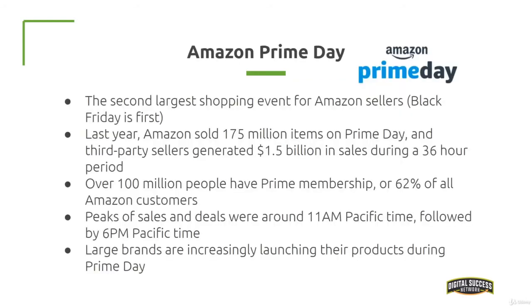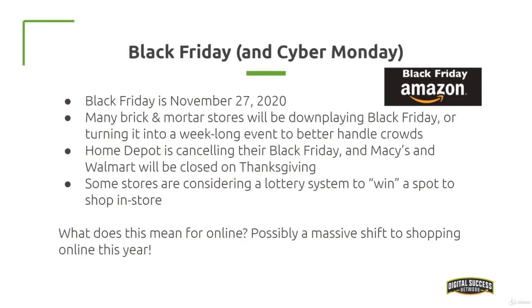So, Amazon Prime Day numbers. It's the second largest shopping event for Amazon sellers, and Black Friday is the first. Last year, Amazon sold 175 million items on Prime Day, and third-party sellers, so that is you and me, generated 1.5 billion in sales during a 36-hour period. Over 100 million people have Prime membership, and that's about 62% of all Amazon customers. Peak sales and deals were around 11 a.m. Pacific time, followed by 6 p.m. And large brands are increasingly launching new products during Prime Day.